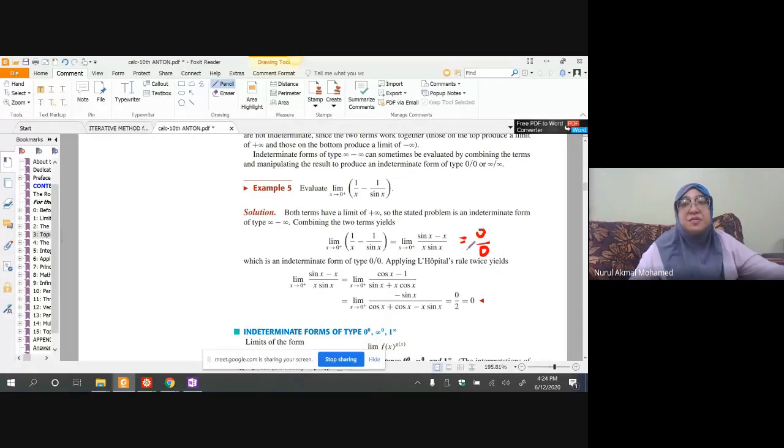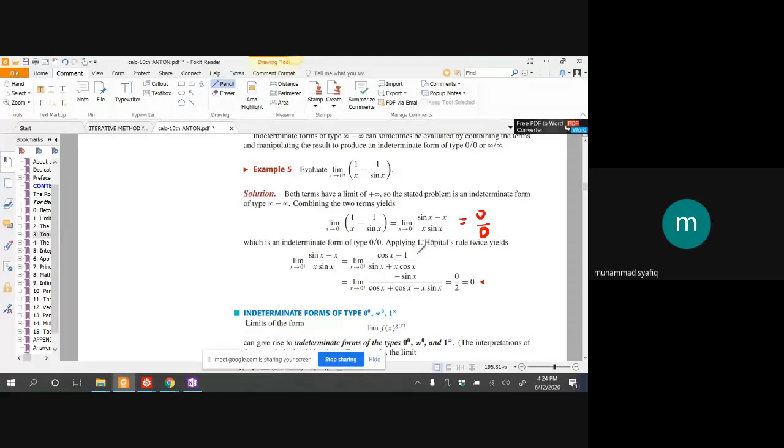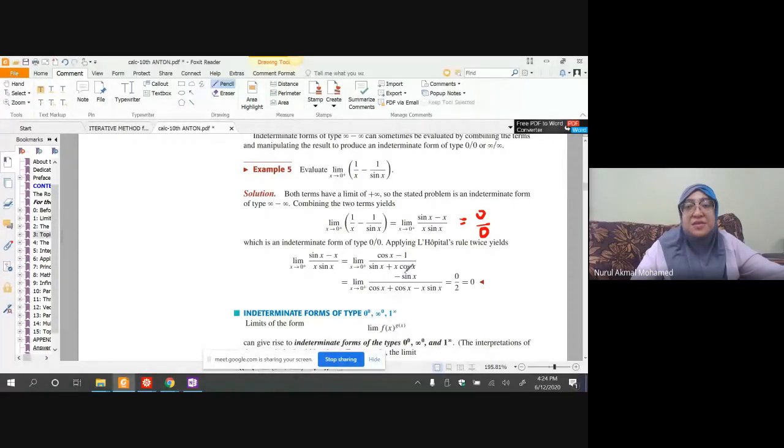You can apply L'Hopital's rule. Then you differentiate the numerator, which gives you cos x minus 1. In order to differentiate x sine x, you have to use the product rule, u prime v plus v prime u. So you differentiate x, you get 1, multiply with sine x, plus you copy the x and then differentiate sine x, which is cos x.